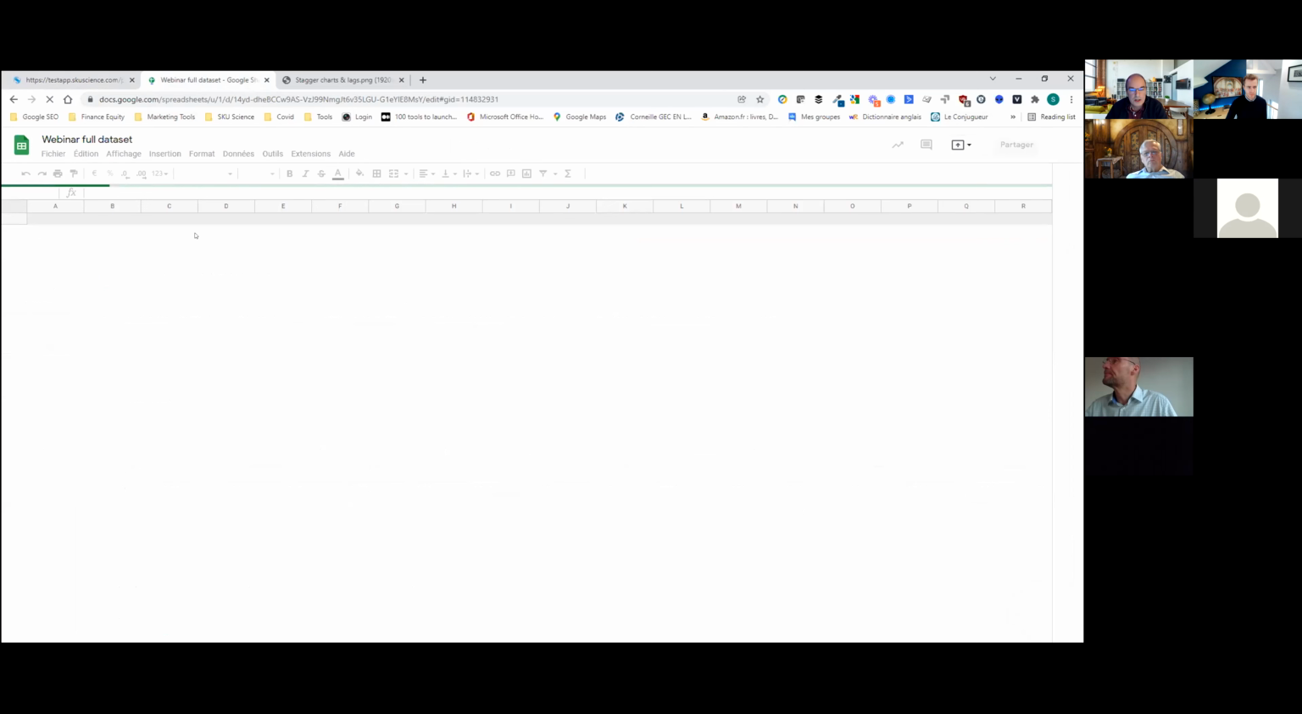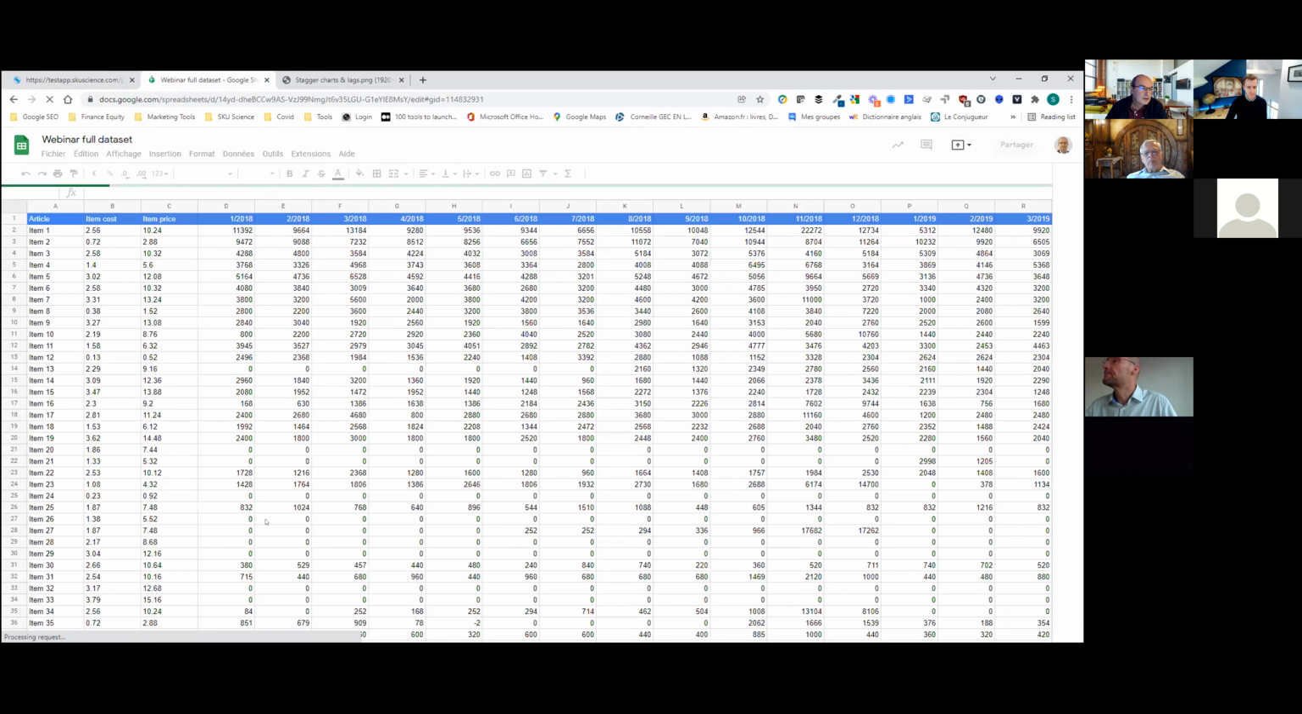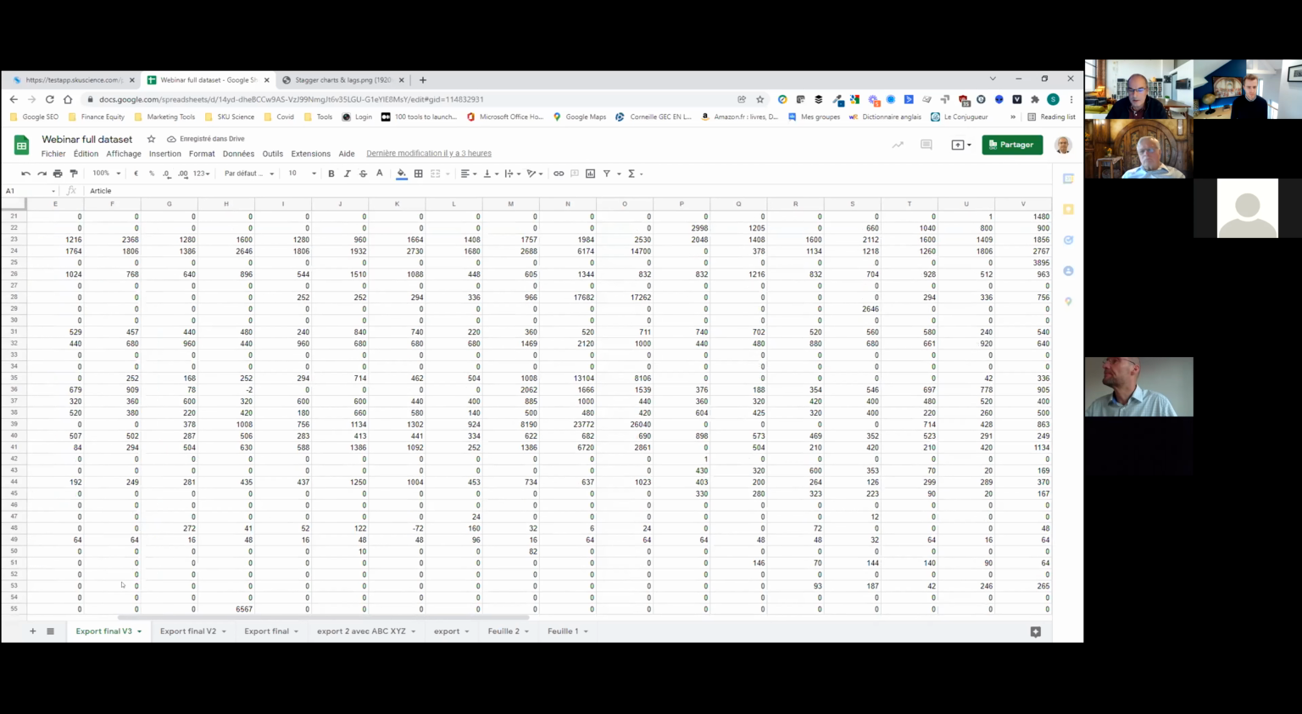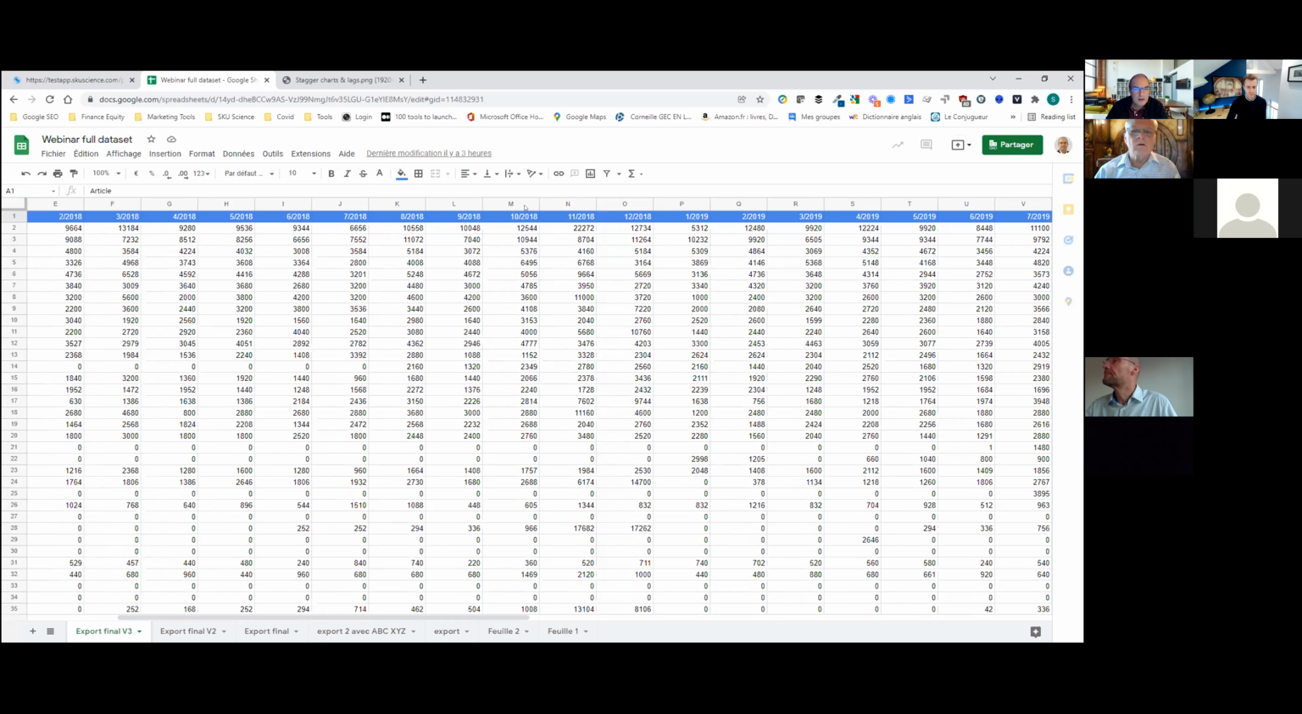So this is actually the file. Oops, normally you should see it. Let me check. I cannot access my bar here. Okay. As you can see, there are some dates at the top, and what the tool is doing in the background is it will compute, for the last 12 periods, 12 forecasts in a row.